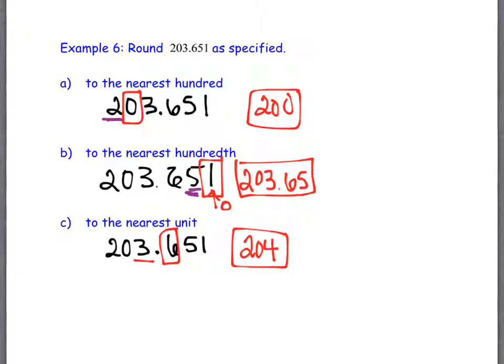This is what you would do if you actually owed money in a store, right? If you gave them $203, that's not going to work. They're still going to say, where's my 65 cents? They wouldn't have the 1 on the end, but where's my 65 cents?